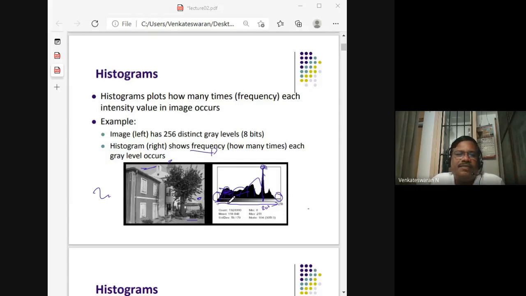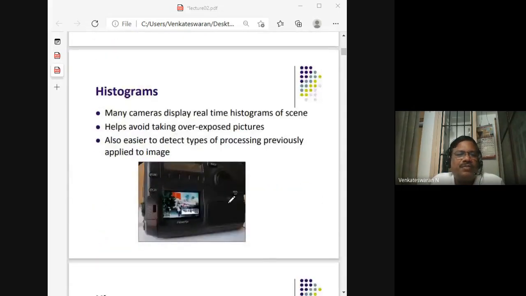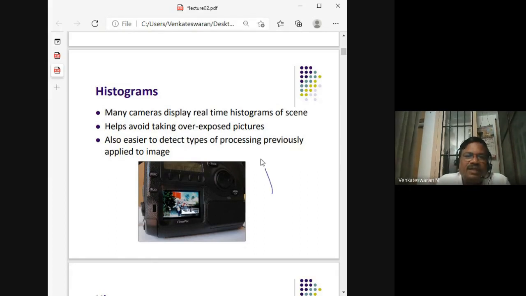This is basically a frequency distribution. Frequency distribution basically tells you how many times things are present. Many cameras display real-time histograms of the scene. This helps to avoid taking overexposed pictures, and then you can easily modify by modifying the histogram, right?